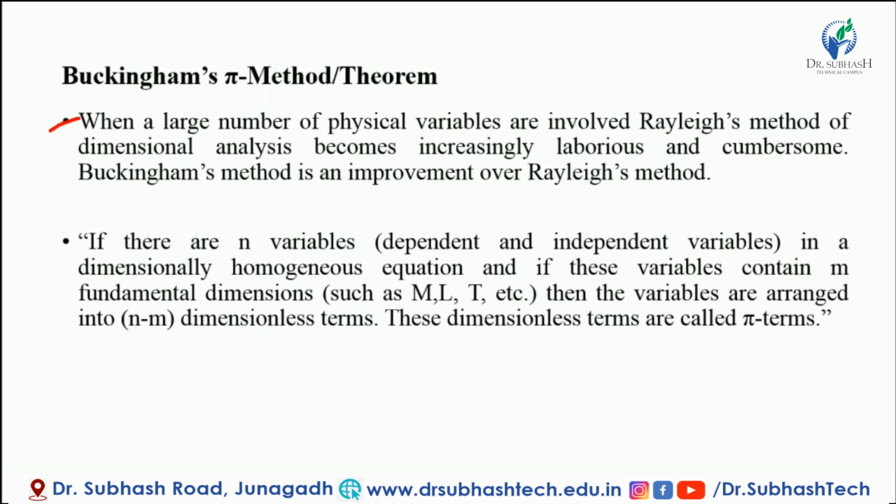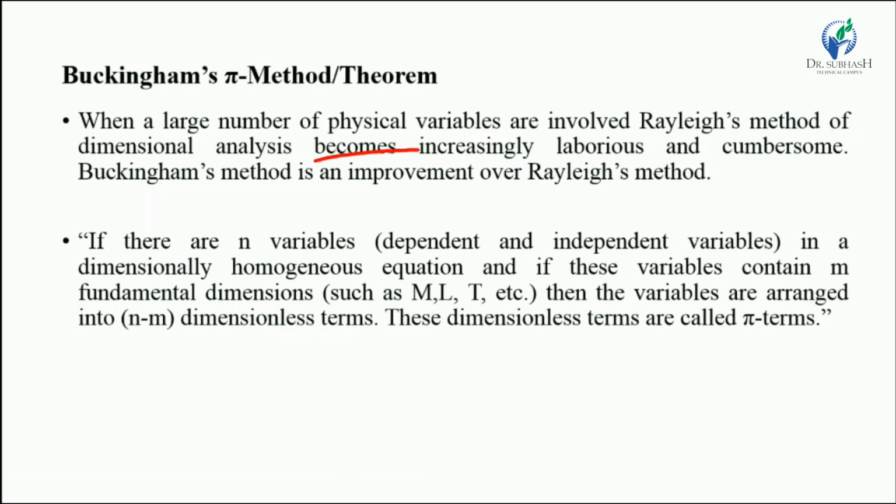First of all, Buckingham's Π theorem, a method of dimensional analysis. With the help of this theorem, we can develop an equation with n number of variables, which is not possible in Rayleigh's method of dimensional analysis, because if the number of variables is large, that method is laborious and difficult. So this problem of Rayleigh's method is overcome by Buckingham's Π theorem.